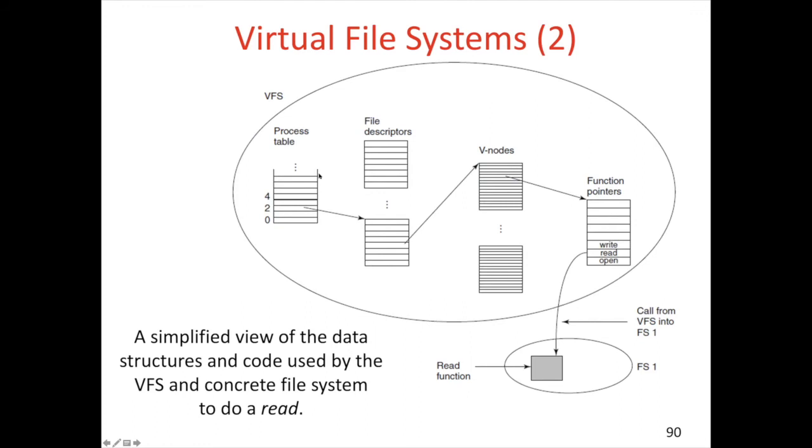In the virtual file system, suppose that there is a read operation on a file. From the file descriptor FD table, the virtual node is found, and then from the virtual node, we have a pointer to function pointers from which the pointer for the read operation is found. And then we have a call from the virtual file system into file system 1. And in file system 1, the read function is executed.